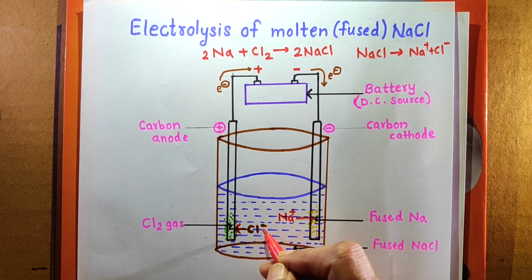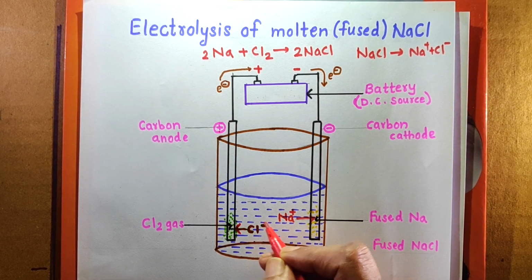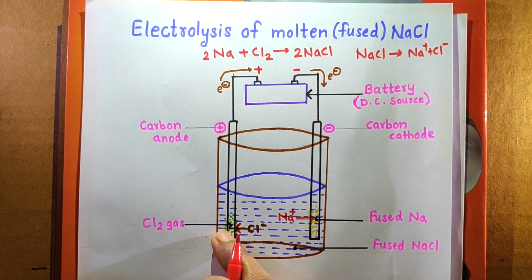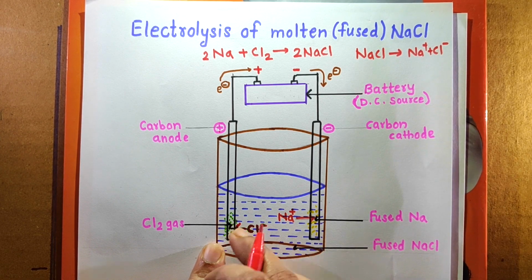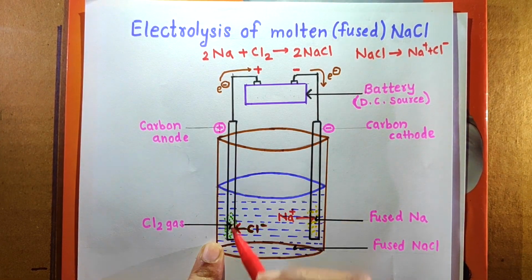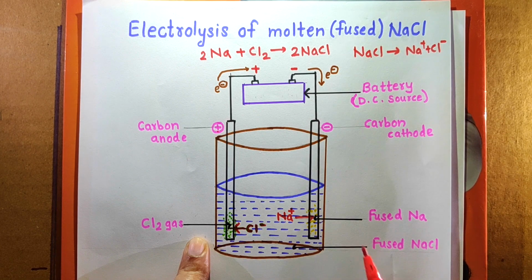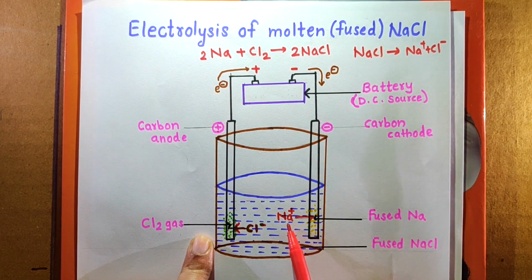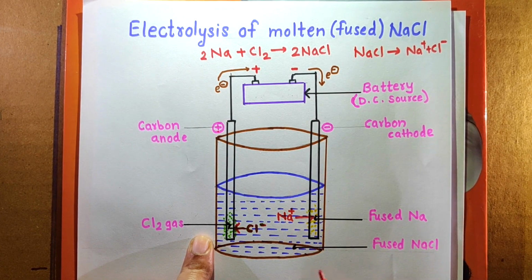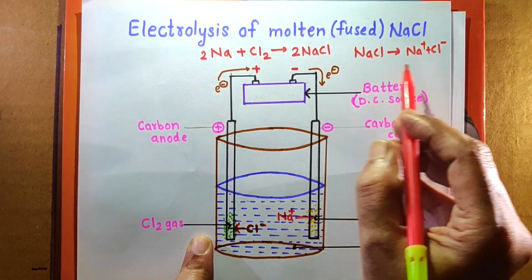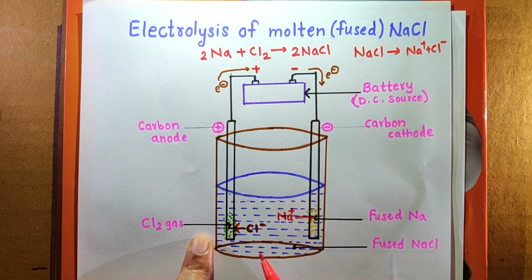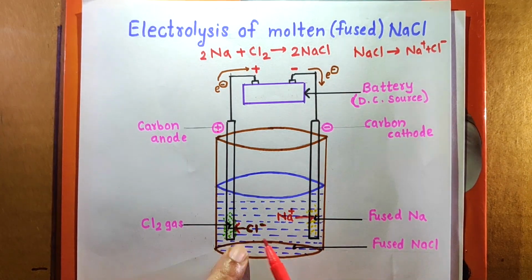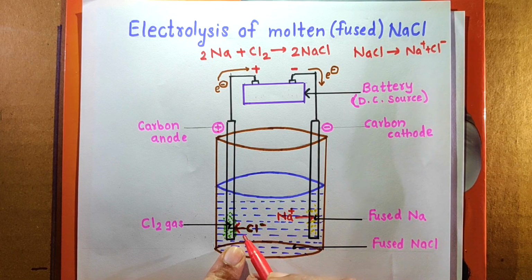So Cl minus ion will be converted into Cl atom. These Cl atoms combine together to give Cl2 gas. Now here at anode we have chlorine gas and at cathode we have sodium metal. What has happened here? We have taken NaCl in fused state and from this NaCl we have obtained sodium metal and chlorine gas.